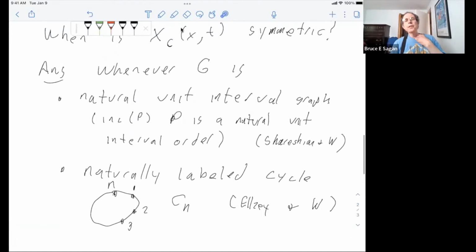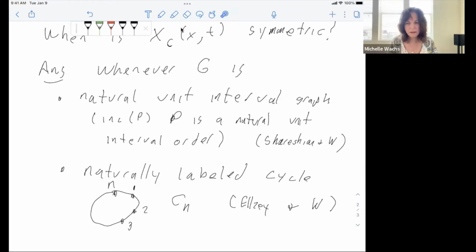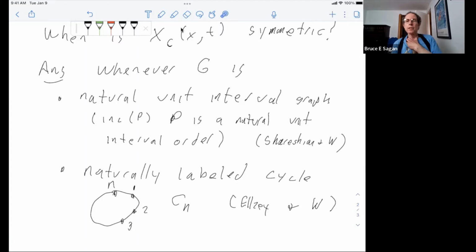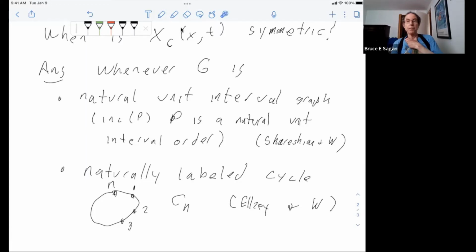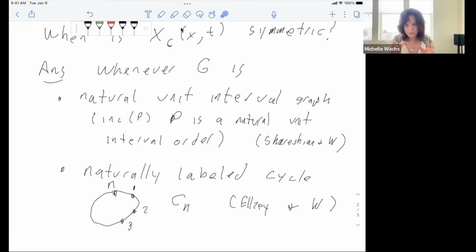So another way of thinking about the natural unit interval graphs is that you're taking complete graphs and pasting them together along complete graphs in a line. Did you try pasting together cycles? Yeah, a similar thing works for cycles, where you're going around in a circle with complete graphs.